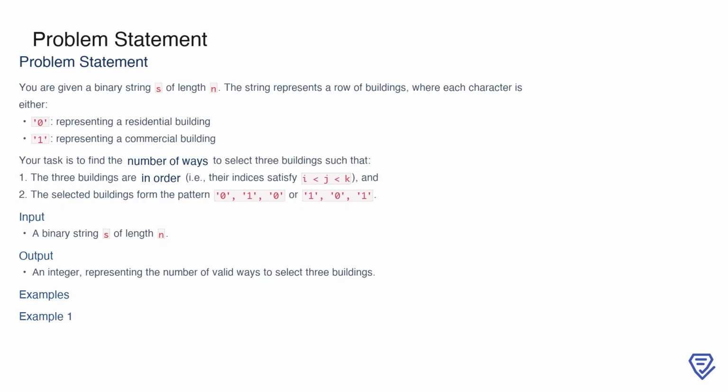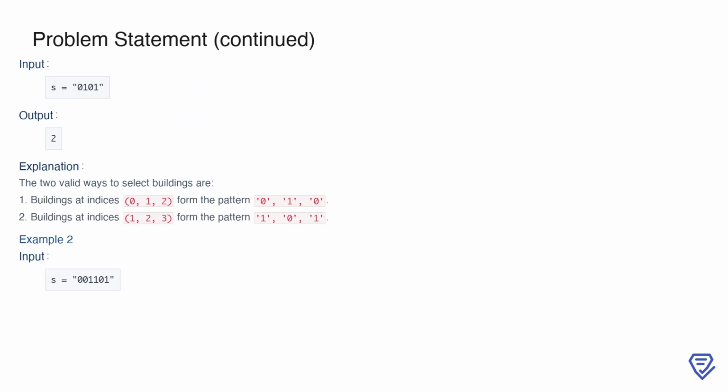Second, the buildings must form one of 2 patterns, 0, 1, 0 or 1, 0, 1. The problem requires us to compute the total number of valid selections that satisfy these conditions. Let's look at an example to understand this better.